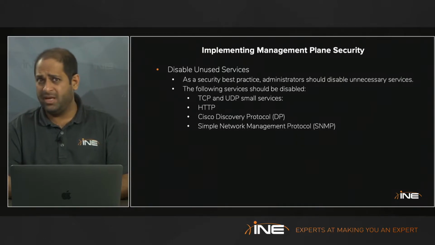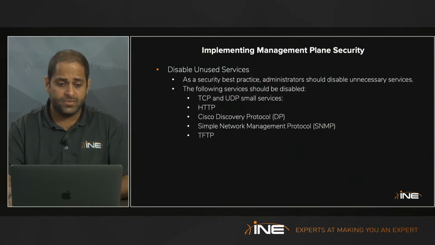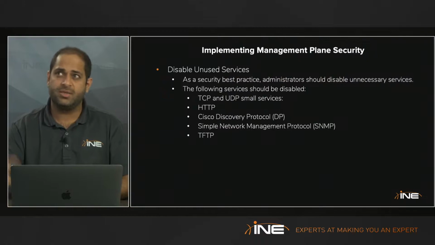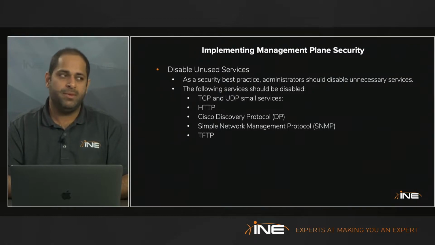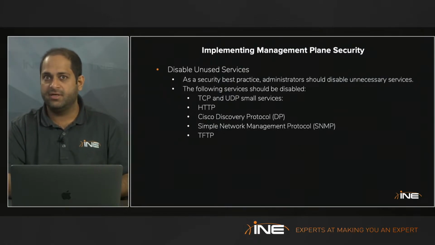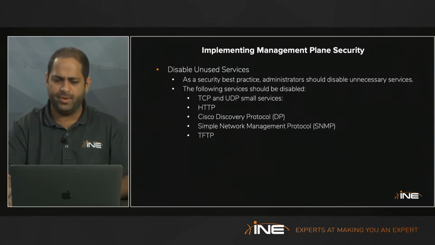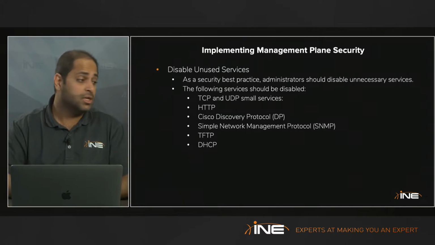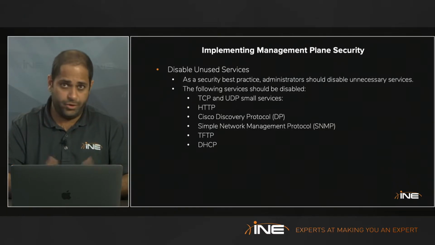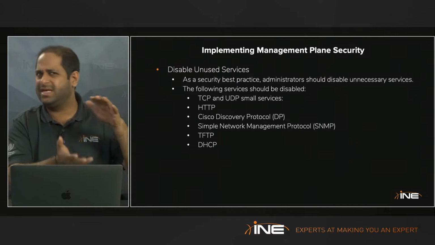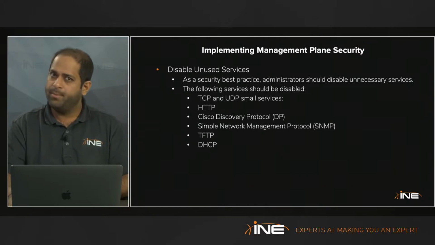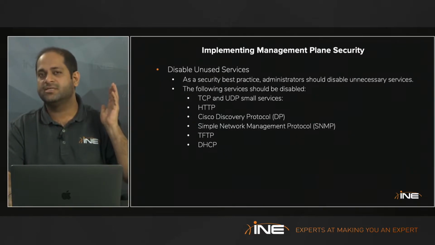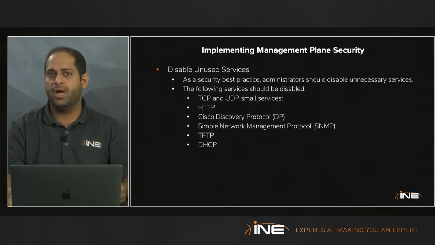You should disable SNMP if you're not using SNMP on the device. TFTP should be disabled because you don't want somebody connecting to you and maybe downloading stuff from your router, or maybe configuring your device as a TFTP server to send something to your device. So you should disable TFTP also. And finally, DHCP should be disabled on your routers. These are just the basic list which Cisco recommends that you should disable if you're not using them. But you could also disable a lot more services that you don't need if they are running on your router.